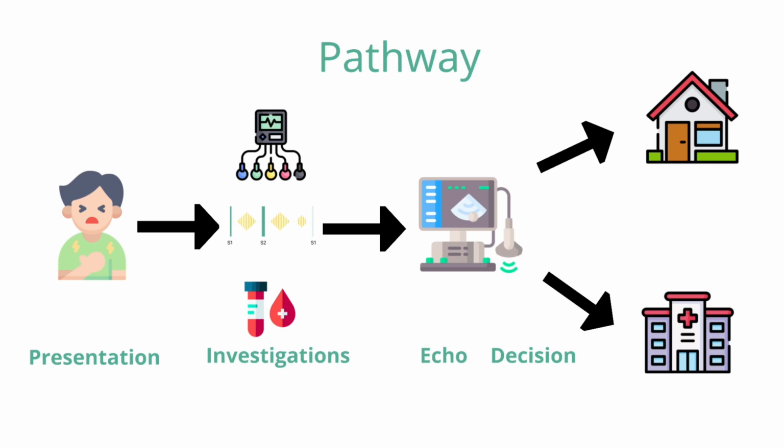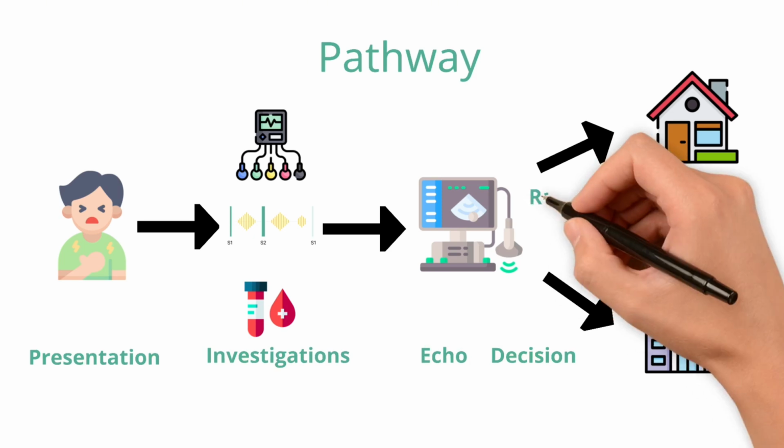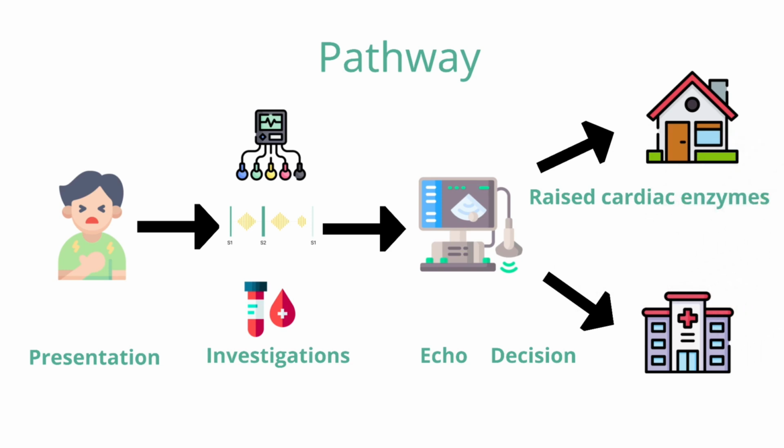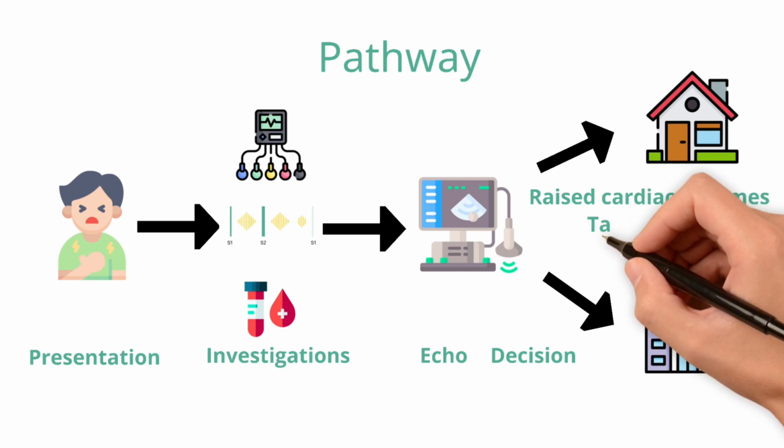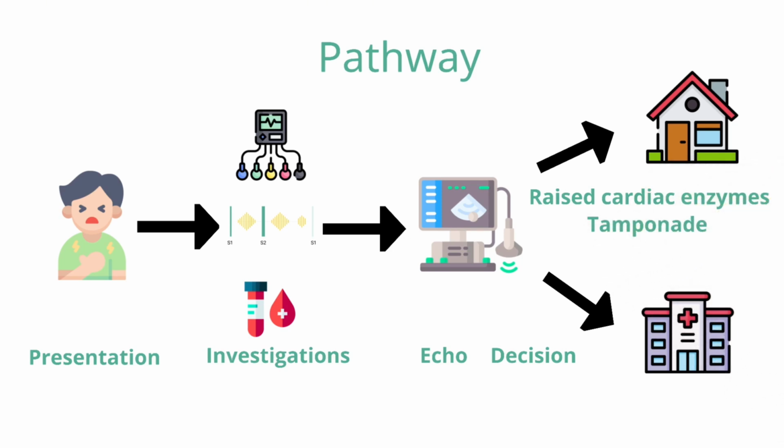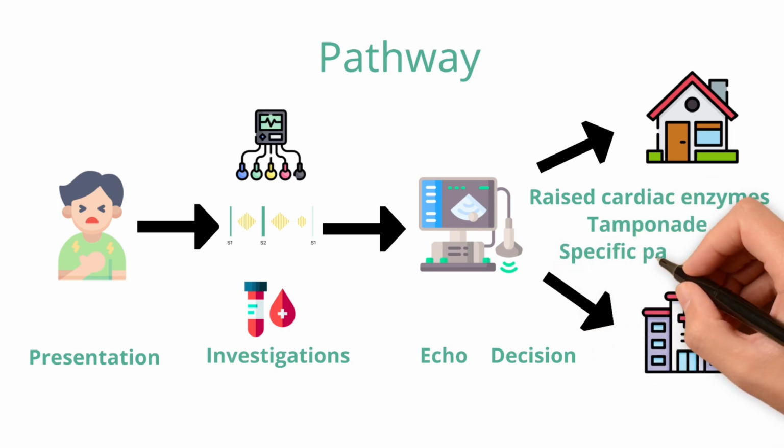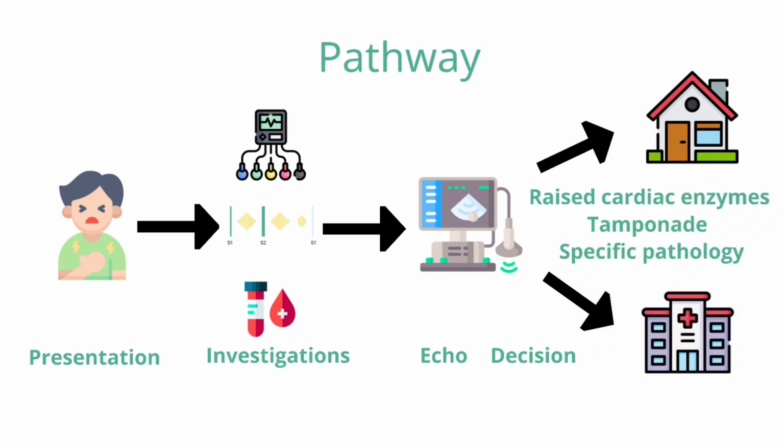Key reasons to consider a patient high risk include raised cardiac enzymes, likely indicating myopericarditis, but also necessitating the exclusion of acute coronary syndromes. Next, a large, purulent or tamponading pericardial effusion. And finally, cases where a specific etiology is suspected, such as an inflammatory or bacterial cause, for example indicated by sepsis, or where patients are immunocompromised.